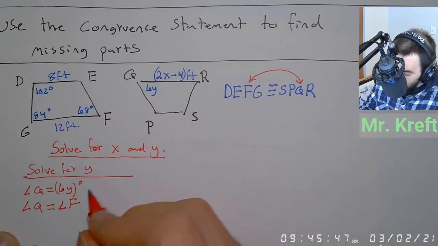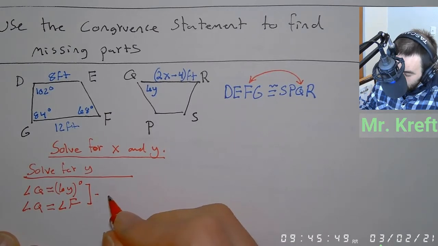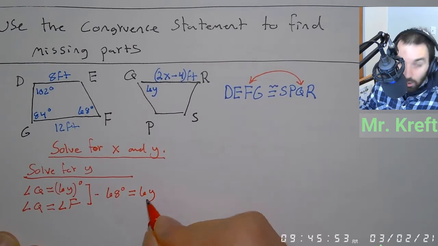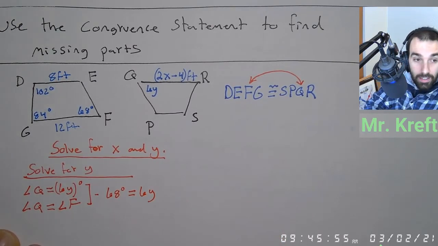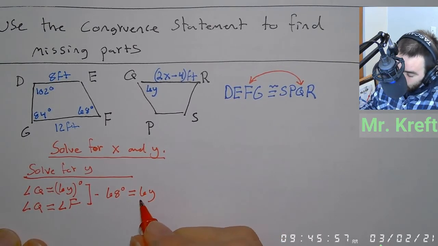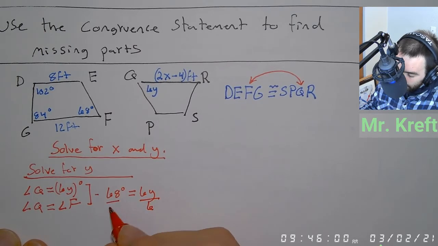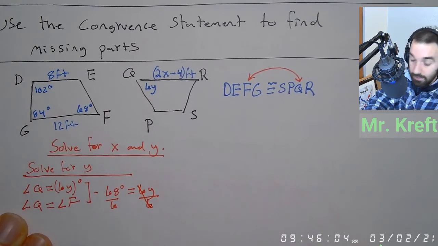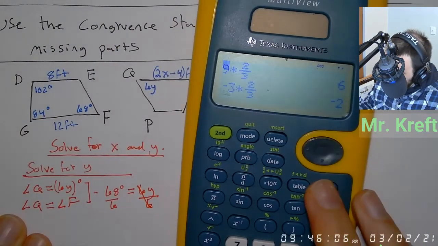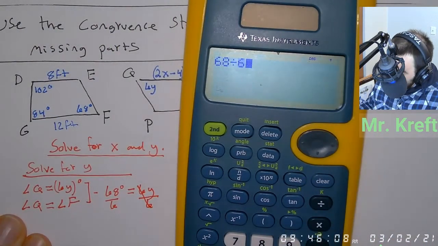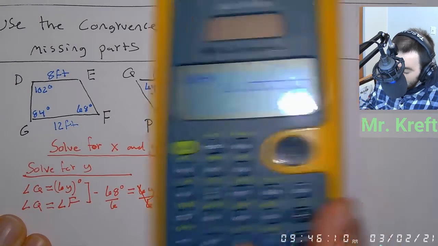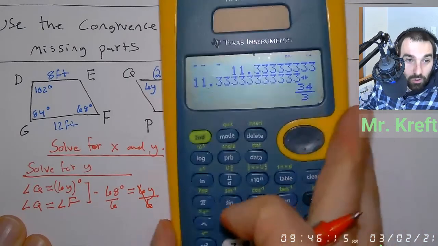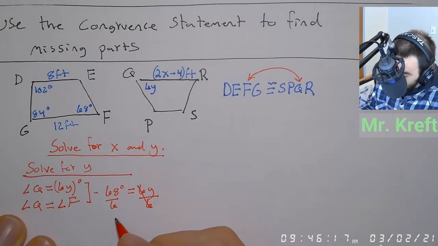Well, F is 68 degrees. So if I combine these, I get 68 degrees equals 6y. So to go ahead and solve this, I'm going to divide by 6. So I get 68 divided by 6. Oh, it's not a nice number. So I'm going to leave that as a fraction. So it's going to be 34/3.